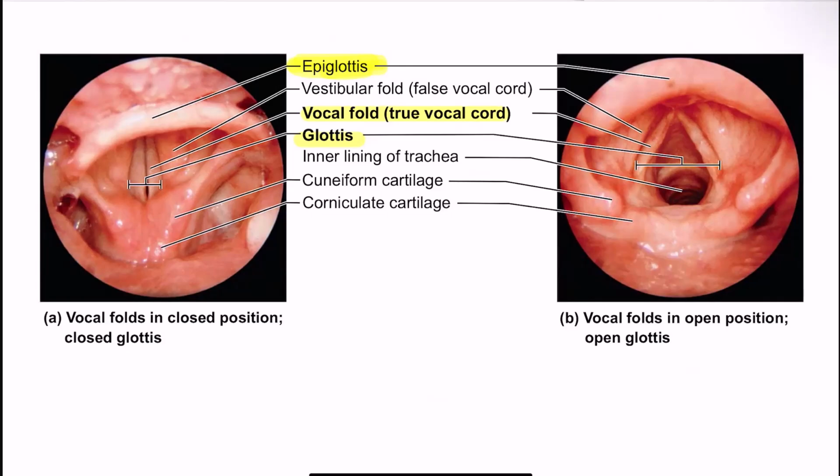What's also in this picture are false vocal cords, or vestibular folds. And those vestibular folds don't have anything to do with voice, really. They just aid in closing up that glottis while we swallow. So they help the epiglottis do its job better, but they don't help with sound production.